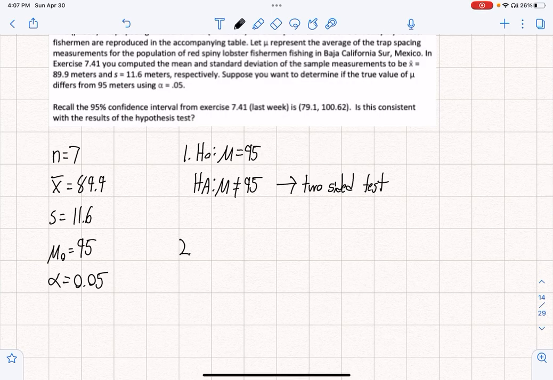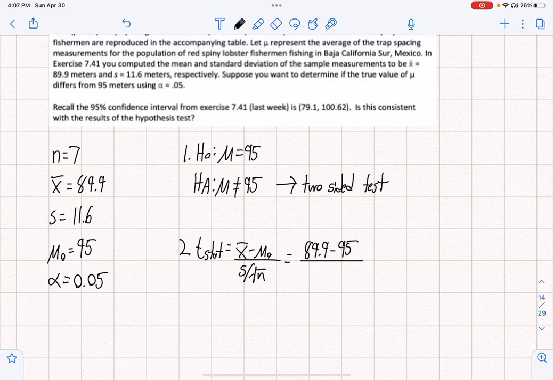Step 2, test statistic. So t-stat, still the same formula. So x bar minus mu naught over s over root n. So we get 89.9 minus 95 divided by 11.6 over square root of 7. I get a negative 5.1 over 4.38, which is negative 1.16.